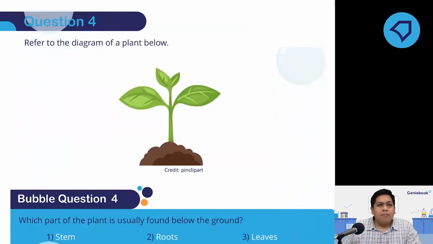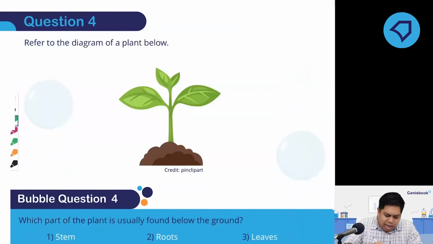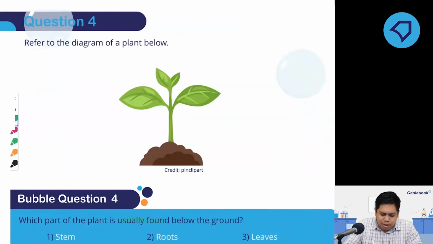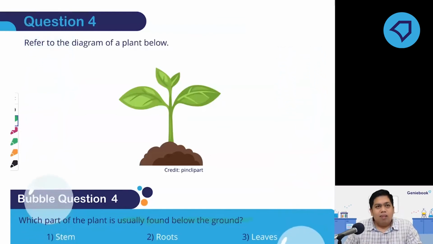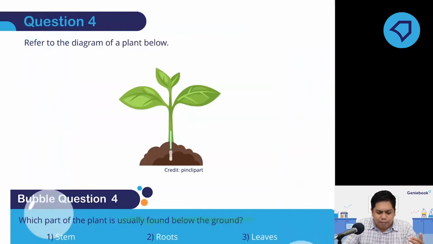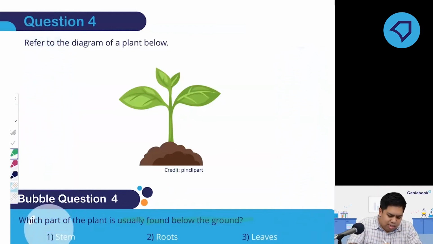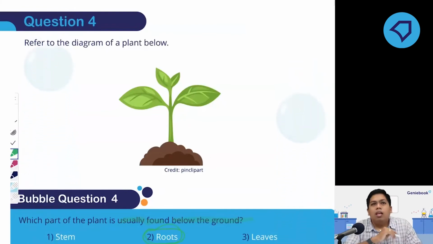So which of the following is usually found below the ground? As you can see from this picture, we can see the leaf, we can see the stem, but we can't see the roots because they are buried in the soil or below the ground. So the answer is option 2, which is the roots. Any questions so far?